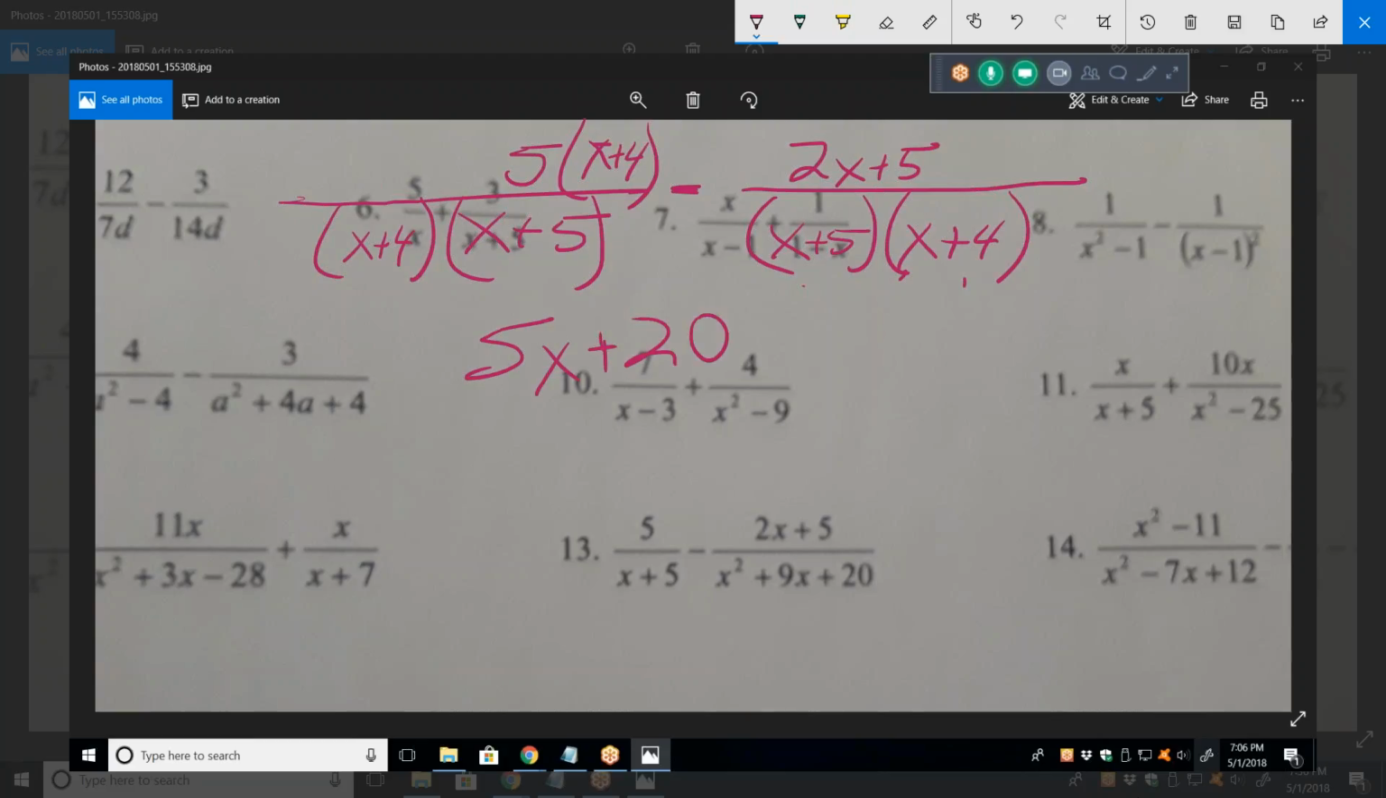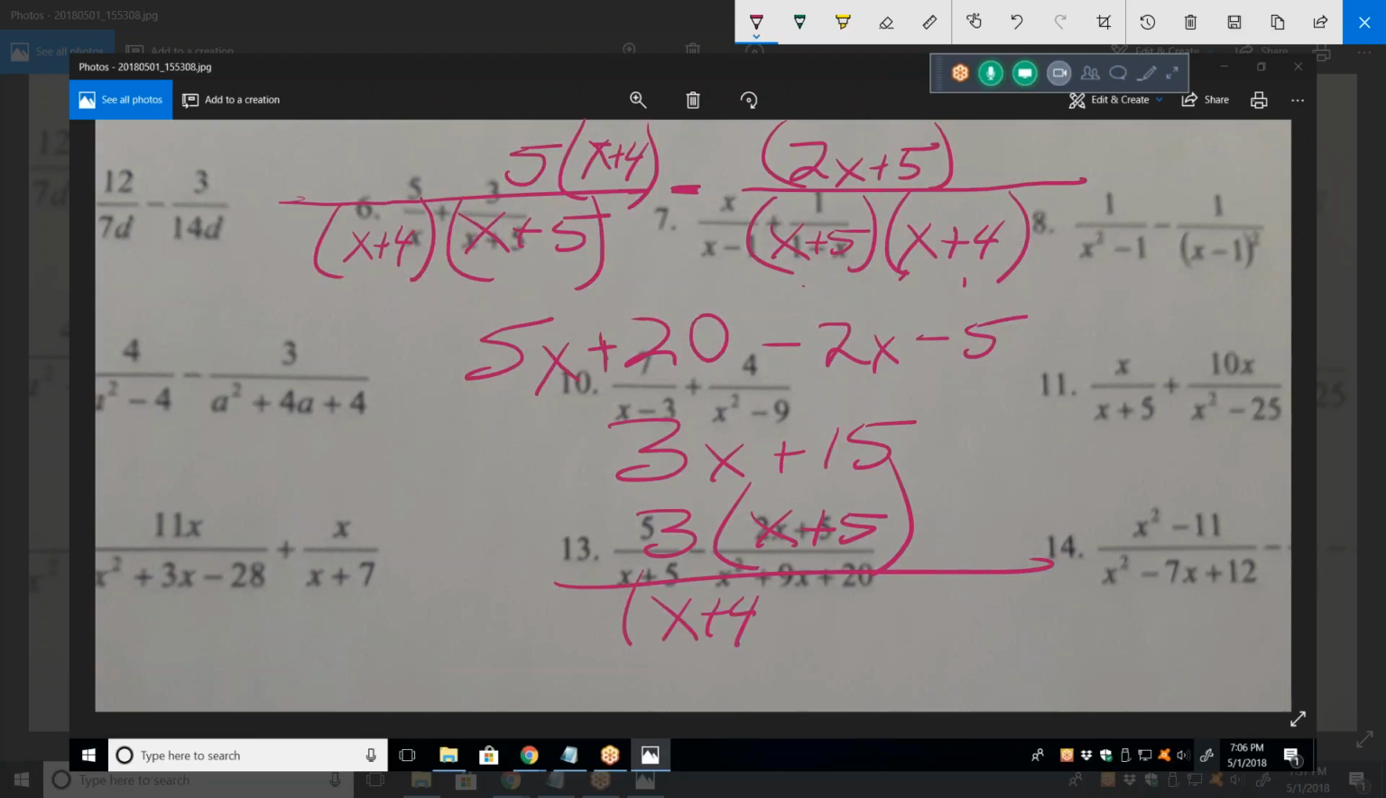This is the part that I'm wondering if you're going to get right. It's the rest of it. Minus 2x minus 5. Correct. Even though I didn't put the parentheses around there, I should have, just so you'll never forget to apply that negative sign to the 5 also. Okay, so that becomes 3x plus 15, which becomes 3 times x plus 5. And our common denominator was x plus 4 times x plus 5. So there's our answer.